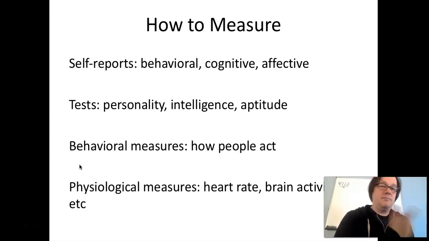So something like personality tests. There are a series of questions that are designed to measure or classify somebody's personality. The same with, say, intelligence or aptitude, right? Intelligence tests are a number of questions. All of them are designed to tap into a person's intelligence.